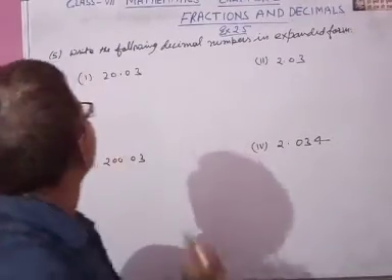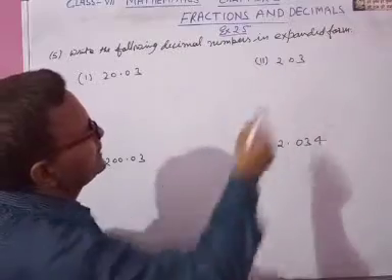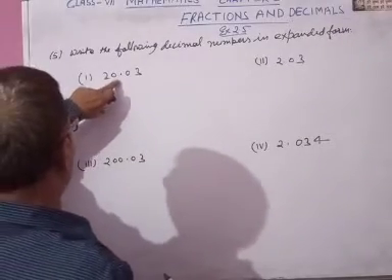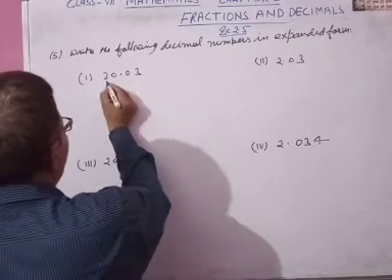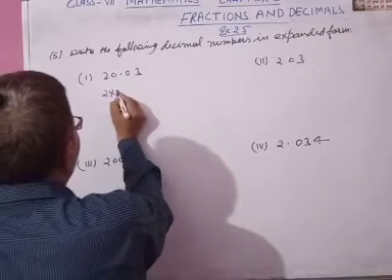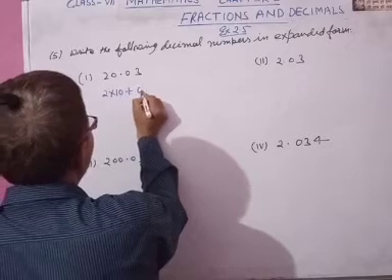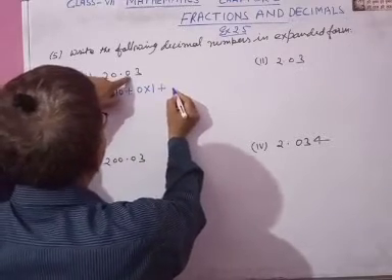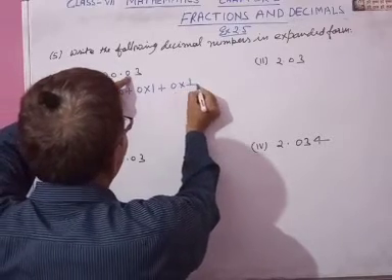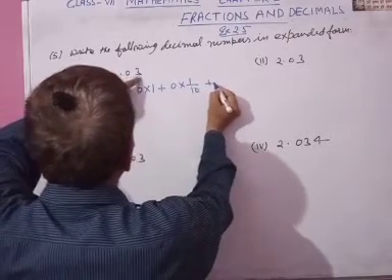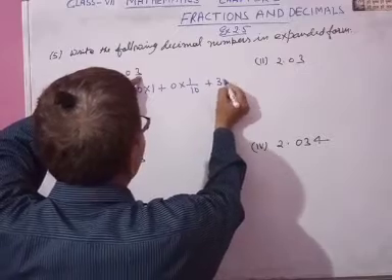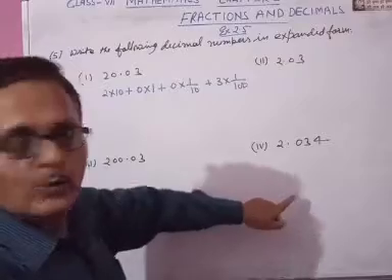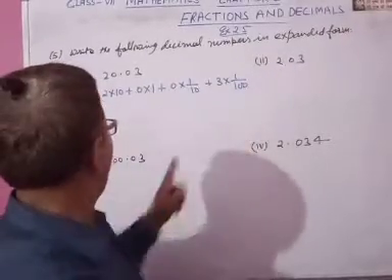Now question number 5. Write the following decimal number in expanded form. So you know how to write expanded form in whole numbers. This number: 2 multiplied by 10 plus 0 multiplied by 1, this is ones place, plus this is 10th place, 0 multiplied by 1 upon 10. This is 100th place. So 3 multiplied by 1 upon 100. This is expanded form. Now you can write this. You can do this by your own and this by your own.